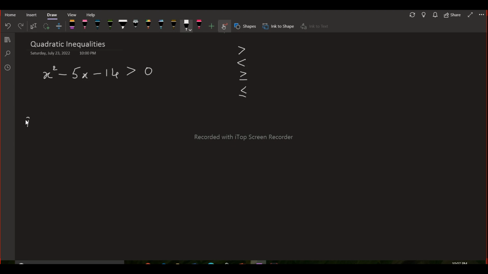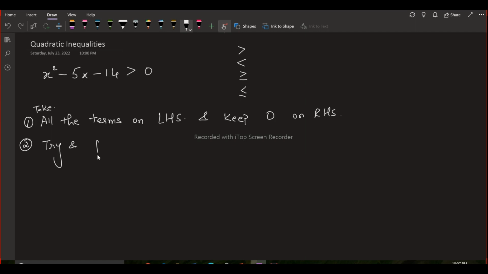So let's start off with the steps. I'll just let you know the steps which you need to make sure to solve such inequalities. One is take all the terms on the left hand side, LHS, and keep 0 on RHS. That is the first point. Second is try and factorize the left hand side, and then you'll end up getting the answer.